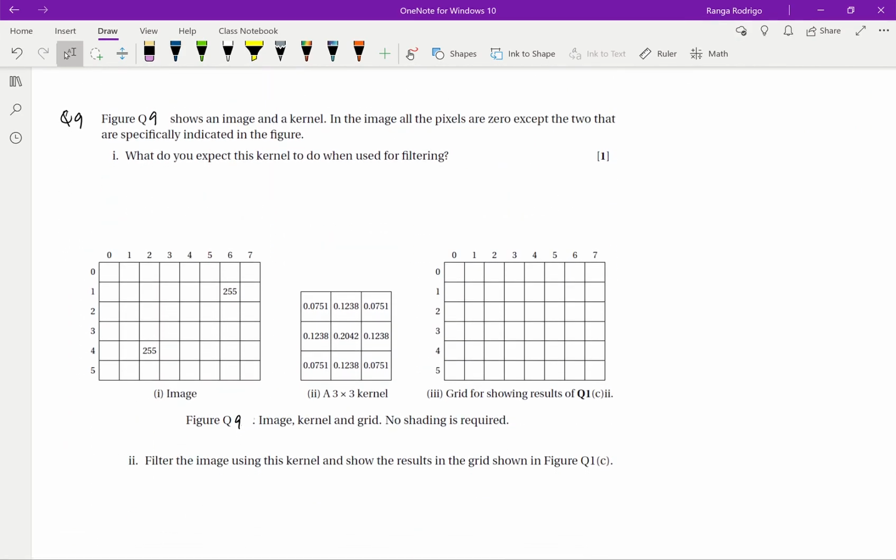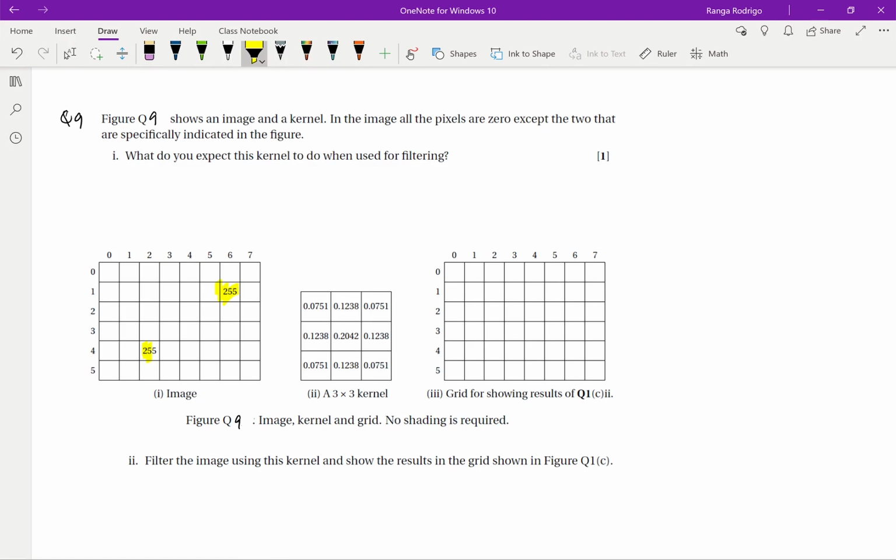Question number 9. Figure Q9 shows an image and a kernel. In this image, all the pixels are 0 except the two that are specifically indicated in the figure. So all are 0, only these two are there. What do you expect this kernel to do when used in filtering?